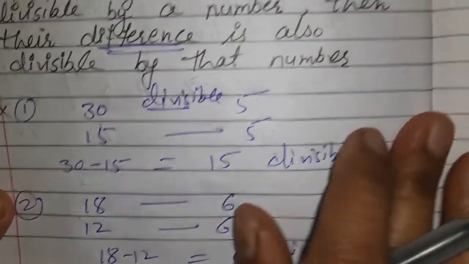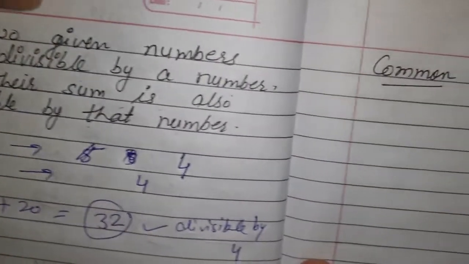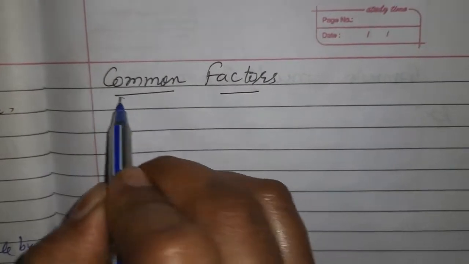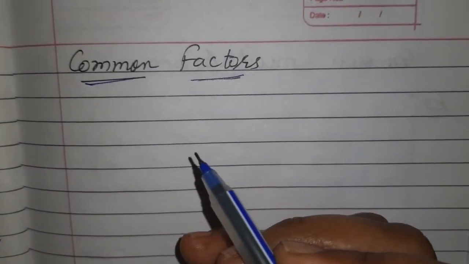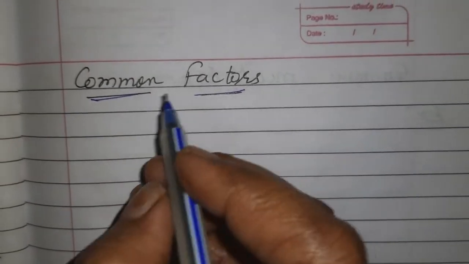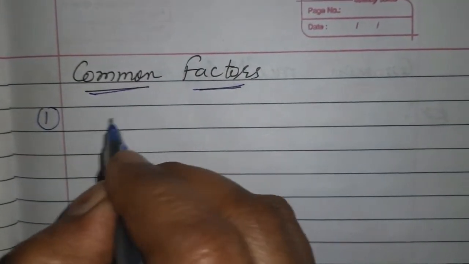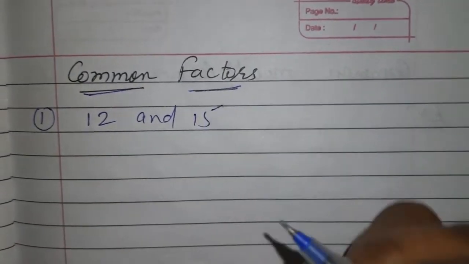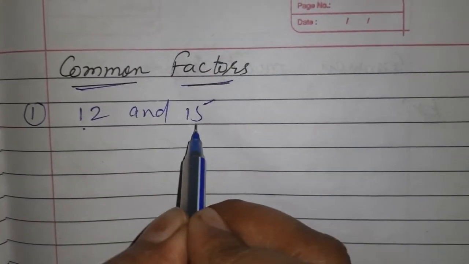So these are some more divisibility tests. I think you understand this. Now let us come to what you understand by common factors. Students, you know about factors, how to find the factors. So what are common factors? Just see one example I am giving you. What are the common factors of 12 and 15? Means which factors are common in 12 and 15.